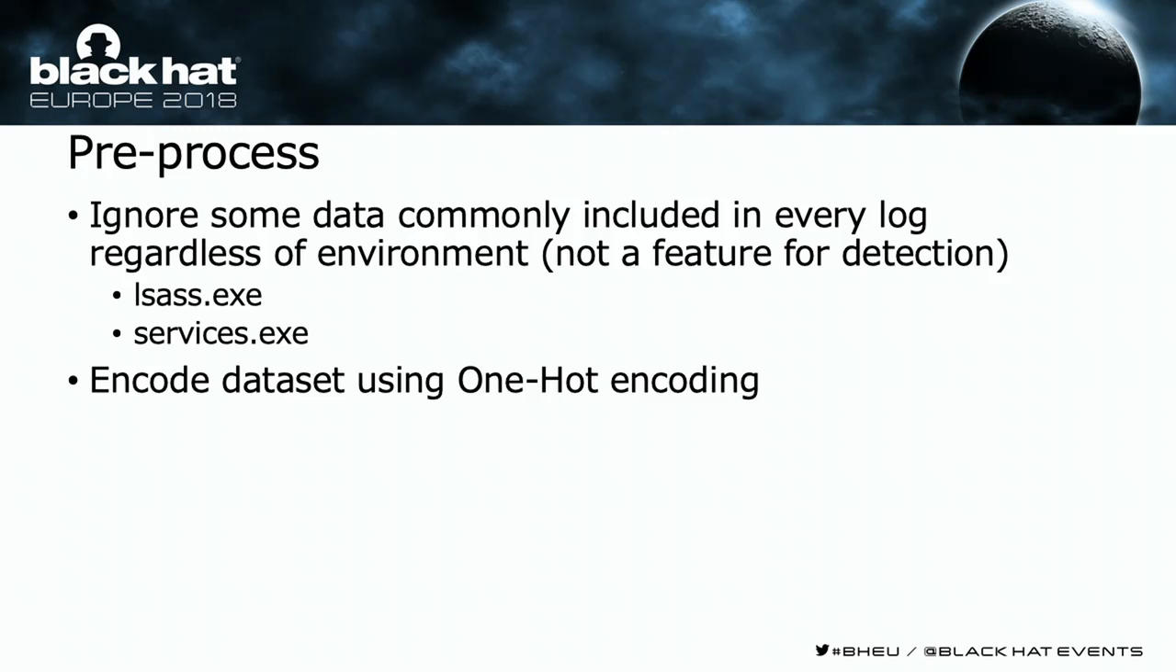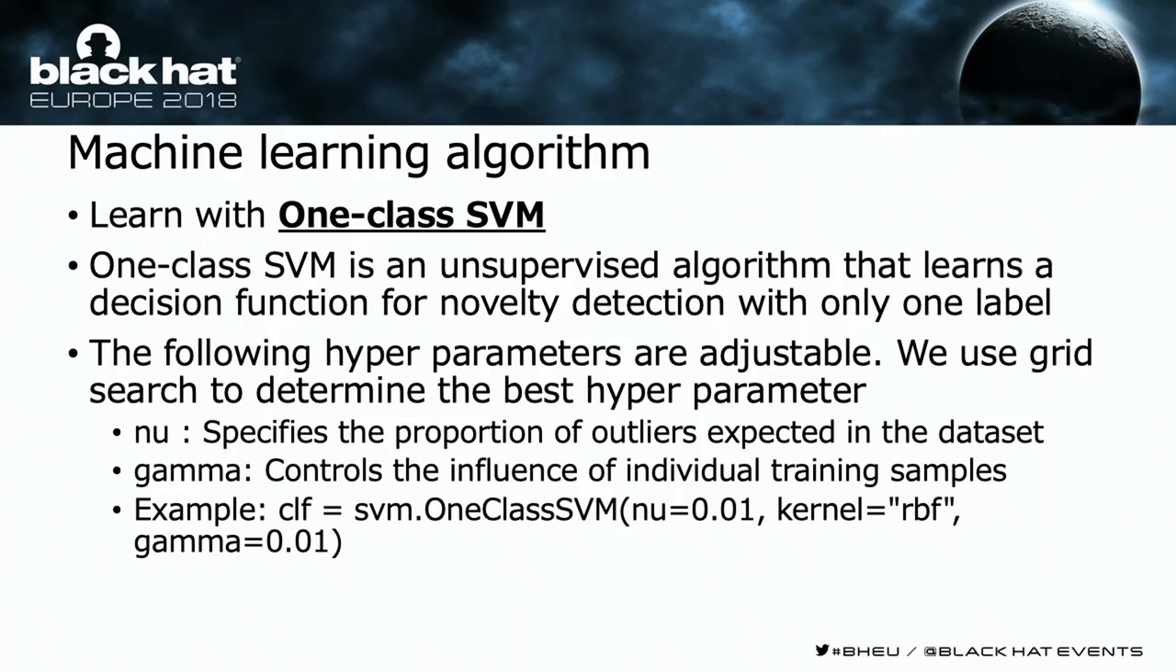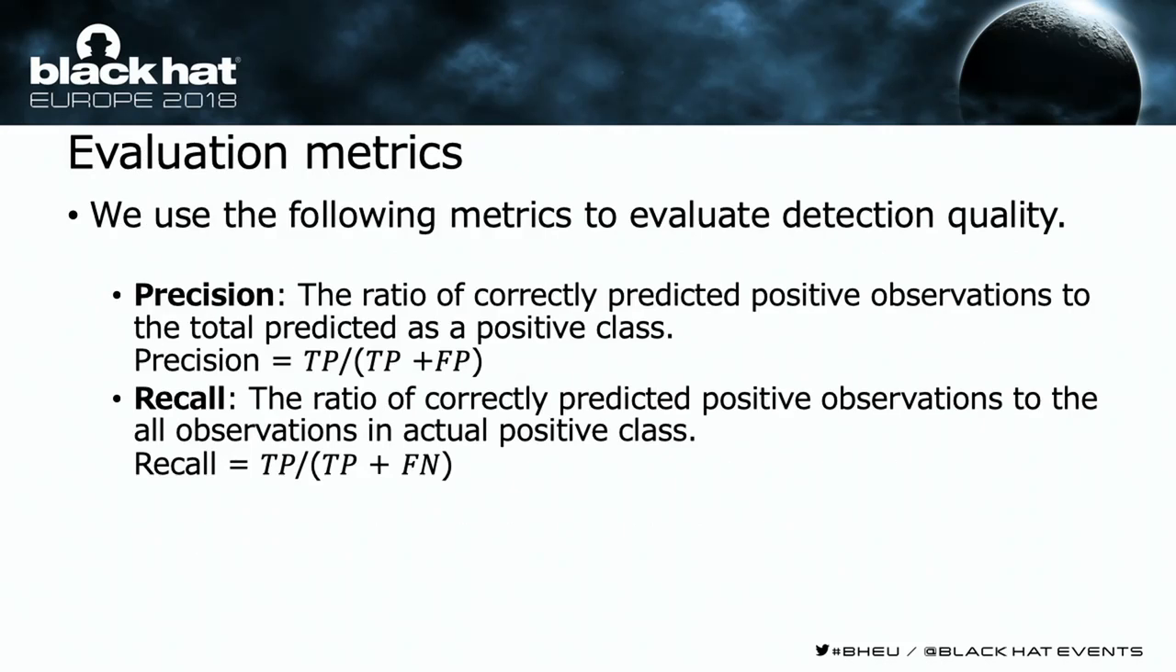And we convert characters to numbers using one-hot encoding. And we run it with one-class SVM. This is an unsupervised algorithm. It optimizes a decision function for novelty detection with only one class. And we've already adjusted the hyperparameters to get the best result. Nu and gamma are the hyperparameters. And we evaluate using these metrics, precision and recall.